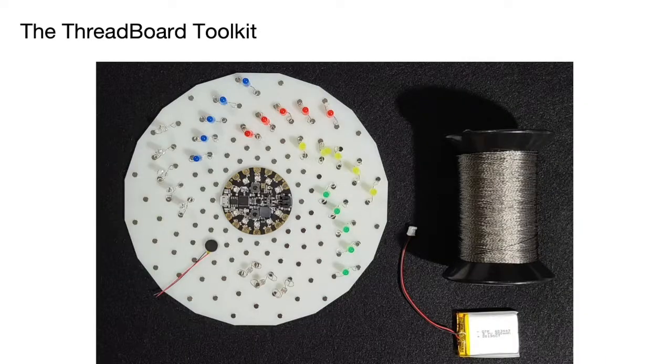This is the ThreadBoard toolkit we've been developing. Due to the metals used in certain components like the vibration motor, LEDs, and stainless steel thread that you see in the picture, these components are attracted to the magnets embedded in the ThreadBoard. We also discovered that you can enrich pre-existing microcontrollers with magnets to have them interface with the board as well.